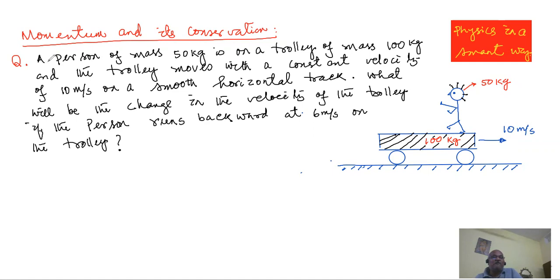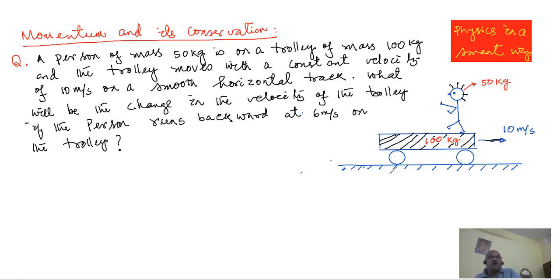So we go for the question. A person of mass 50 kg is on a trolley of mass 100 kg. The trolley, or flat car, is of mass 100 kg, and it is moving with a constant velocity of 10 meters per second on a smooth horizontal surface.